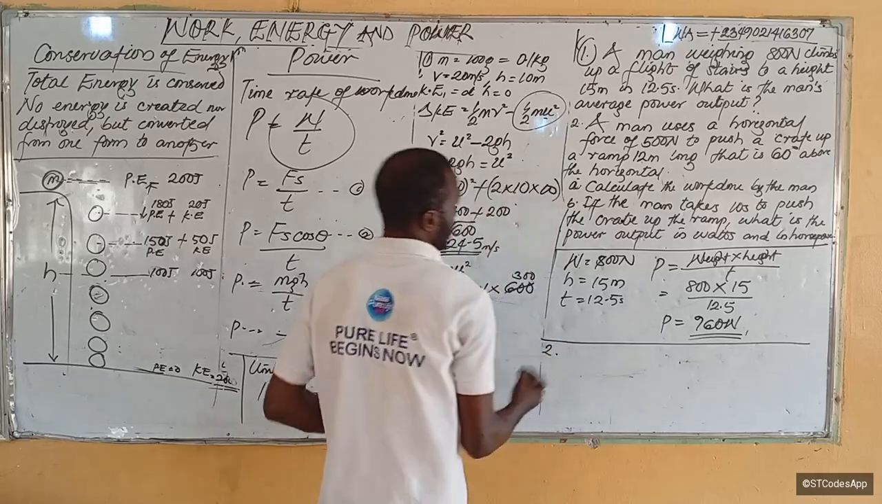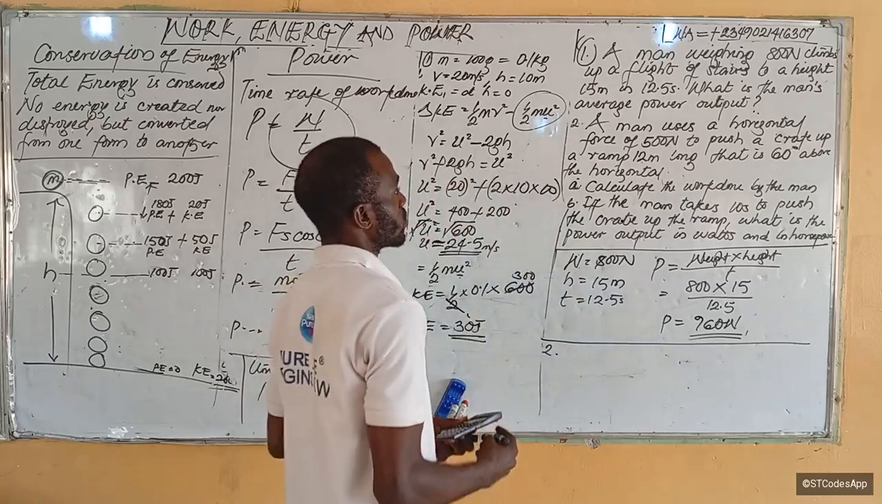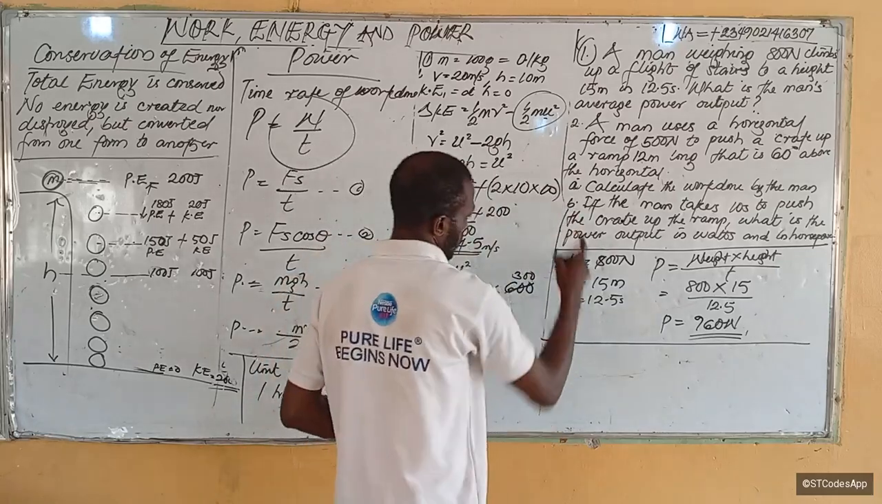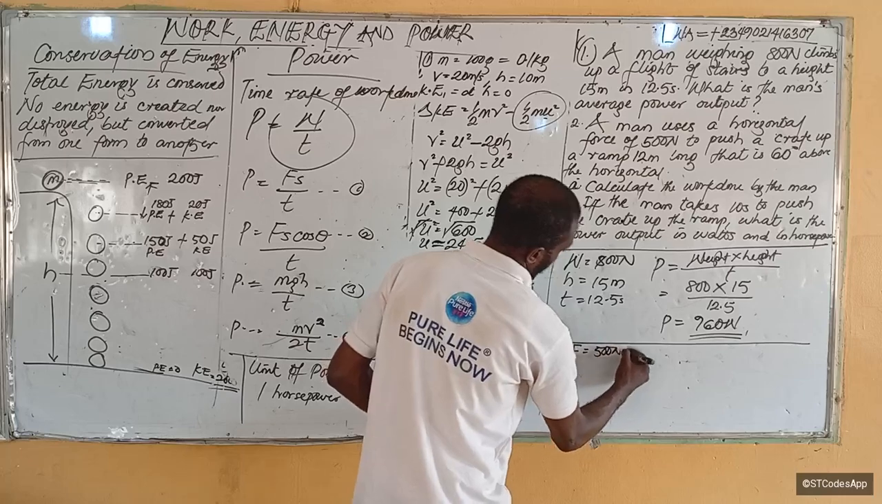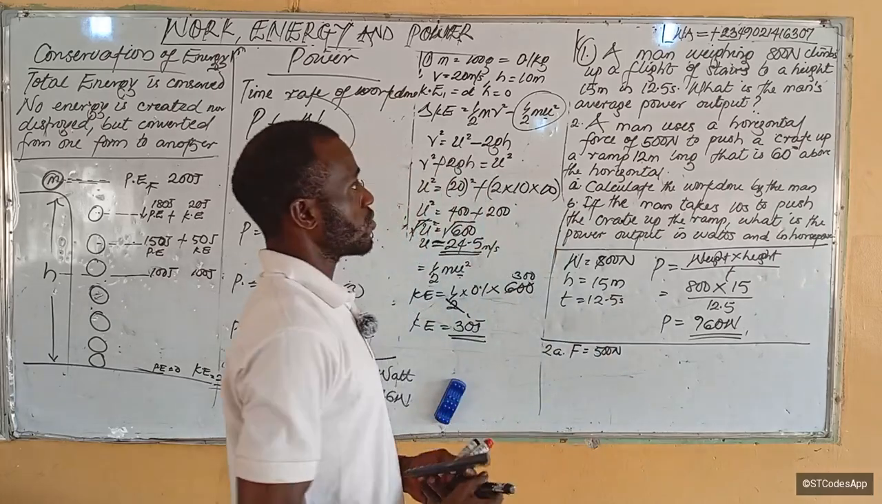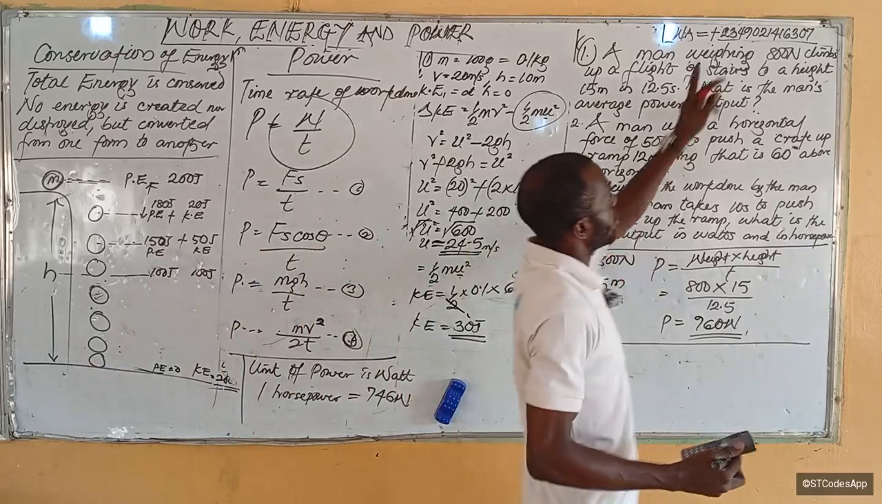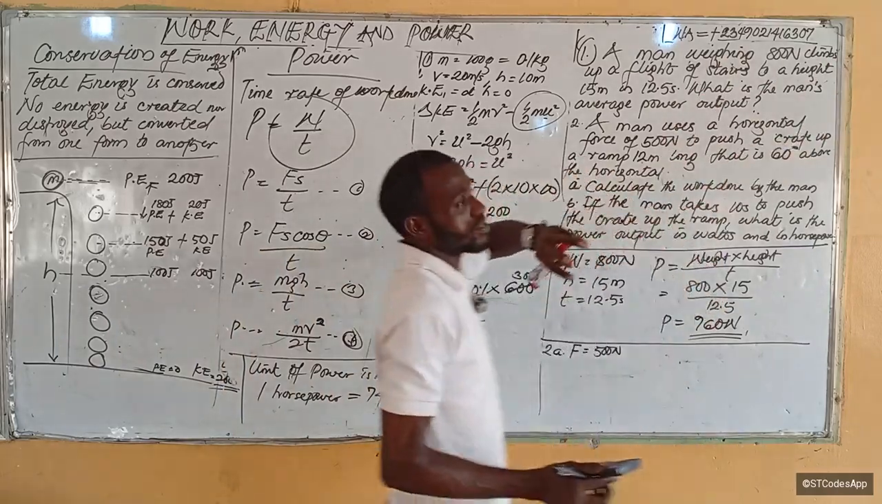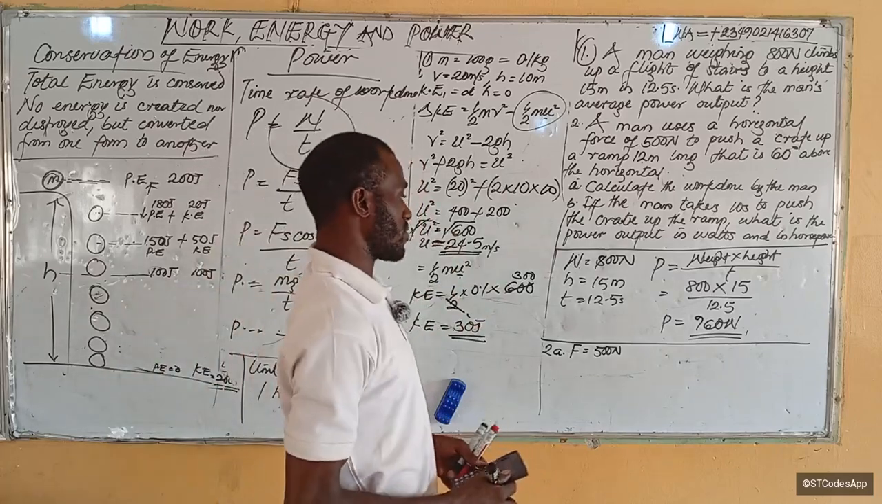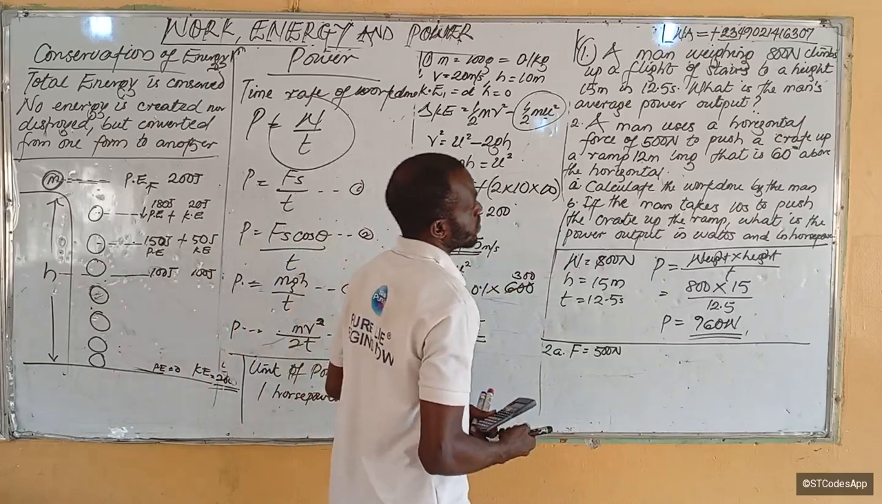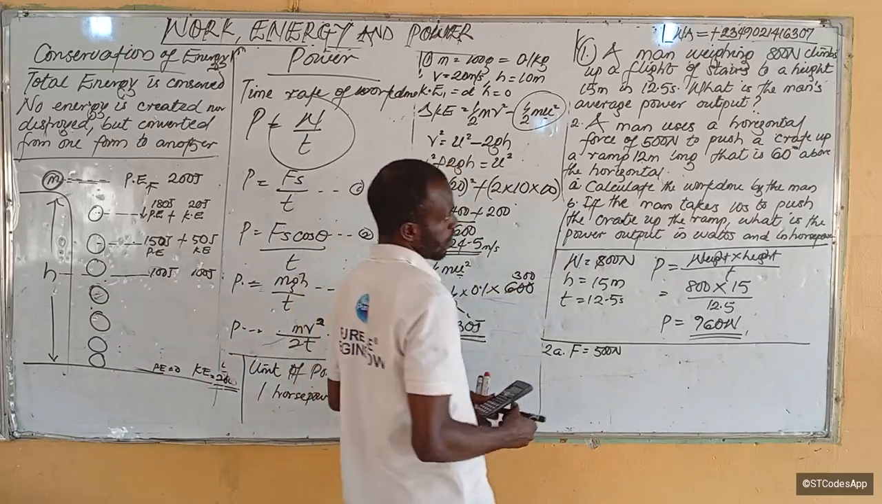Then question 2 says that the man uses a horizontal force of 500 Newton. See how simple the questions are. So reach out to me on this number to send you questions. There are many questions that I have on this, okay? And of course, both A level and O level, okay? So 500 Newton to push a crate up a ramp.